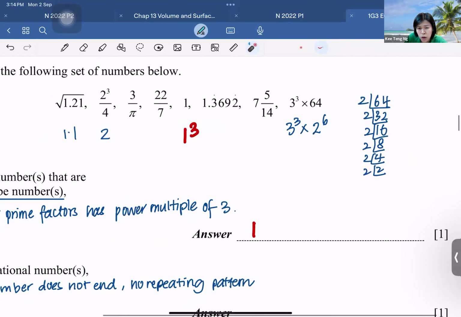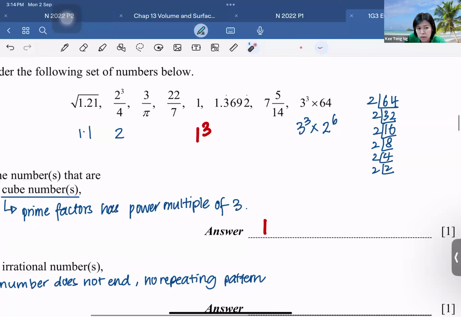If I want a cube number, I must check that it can be written as a product of prime factors with powers that are multiples of 3. So I take 64. I did my prime factorization over here. In this case, you'll notice I have 1, 2, 3, 4, 5, 6. 64 can be expressed as 2 to the power of 6. So what is the cube number? I have 3 to the power of 3. This power 3 is a multiple of 3. And 2 to the power of 6, this power 6 is also a multiple of 3. Hence, therefore, this is a cube number.